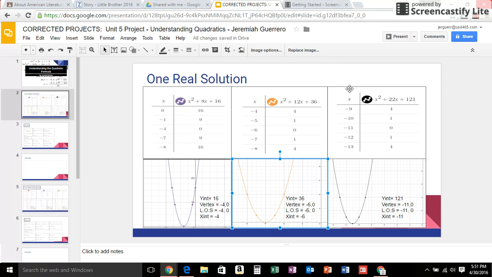And finally, for the last graph in the one solution, the y-intercept is at 121. Can't show it because the graph would be too big. The vertex is at -11, that's where the line of symmetry is, and the x-intercept is at -11.